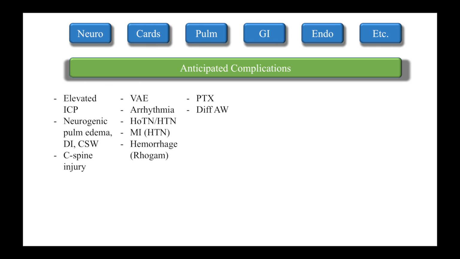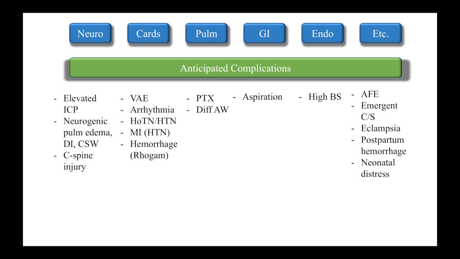For pulmonary, I'd be worried about pneumothorax and difficult airway. For GI, she's at very high risk for aspiration. For endo, she would be at risk of having hyperglycemia, especially if she's gotten steroids. For the final pregnancy section, I would think through diagnosis and treatment of amniotic fluid embolism, emergent cesarean section, preeclampsia evolving into eclampsia, postpartum hemorrhage, and neonatal distress.